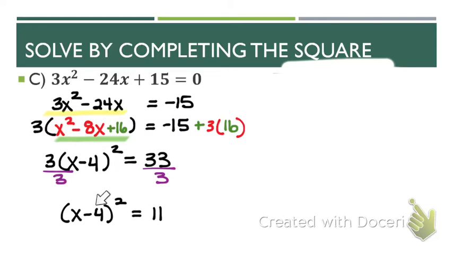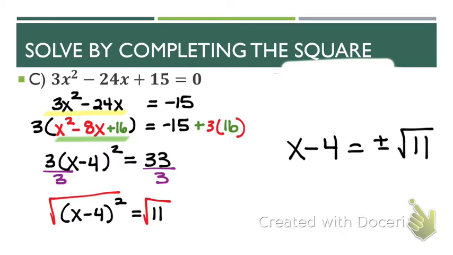Now we can get rid of this square, and the opposite would be to take the square root. So we have x minus 4 equals plus and minus the root 11. And because this is not a perfect square, we don't have to solve it. The only thing we need to do is move this 4 over. So my final answer is 4 plus or minus the square root of 11. And that would be it.